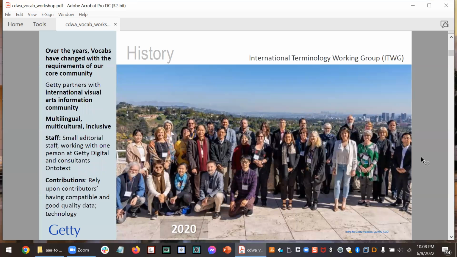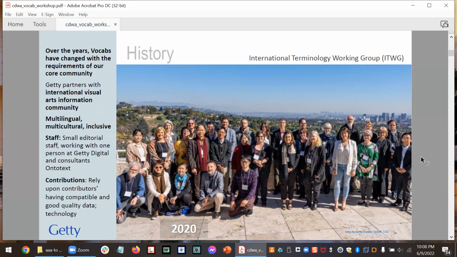And here's another picture of the vocabulary program among other colleagues, the International Terminology Working Group. This is when we met in early 2020, just before the pandemic locked down. And in the meeting, the group I'm speaking to this evening, at least one of you was here at this meeting. So this demonstrates how over the years, the vocabularies have changed with the requirements of our core community. And these are the people we work with, the international visual arts community. And we have the shared goal to make the vocabularies more multilingual, multicultural, and inclusive.